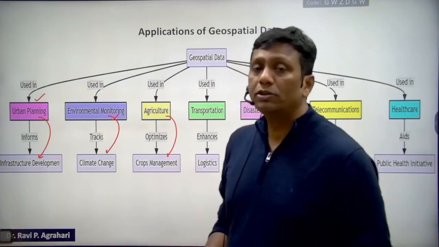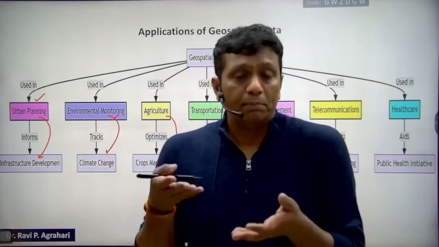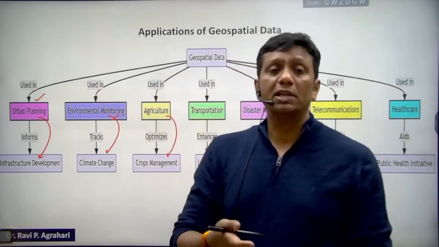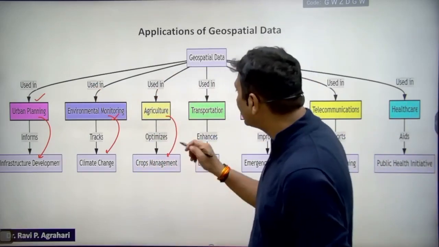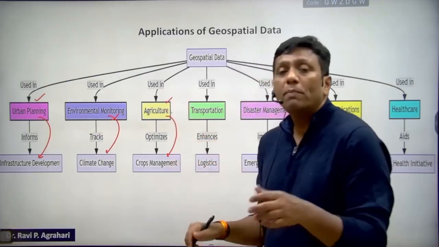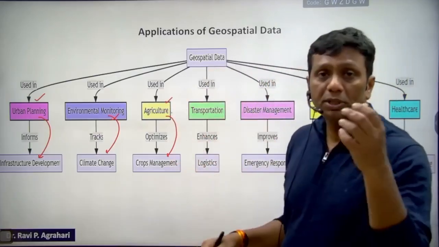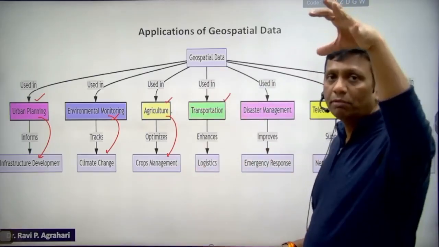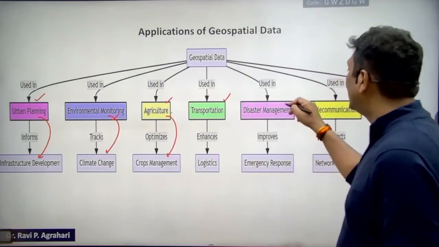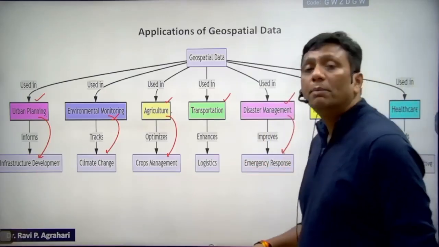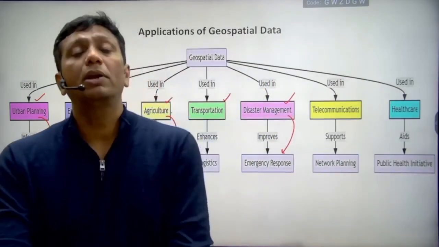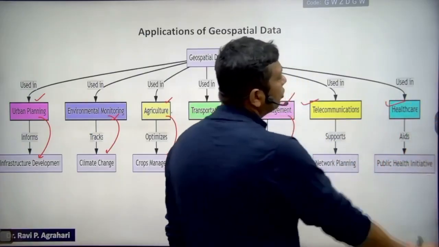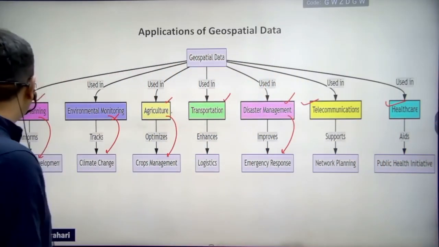Third one, guys, agriculture. With the help of agriculture, you can identify crop management, maybe any pest or insect attack in a particular area, any alien species coming and disturbing your native varieties. In such a way, guys, in agriculture, crop management also becomes very easy with the help of geospatial data. Transportation sectors would still be very helpful with geospatial data. Disaster management, in case of any emergency response if required, you can also take geospatial technology based data. Telecommunication and healthcare are also part of geospatial data, guys.